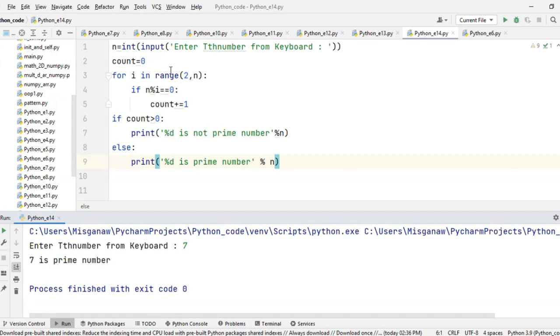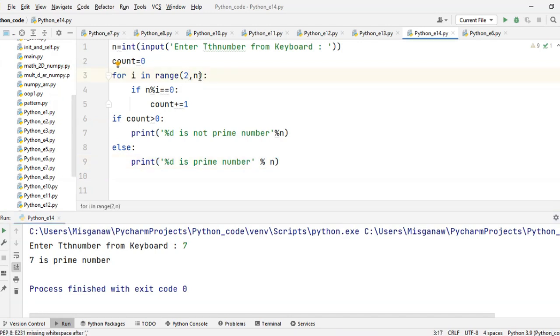For that, we start the value from 2 and go up to n. It does not incorporate 7. It goes from 2 up to 6. That's why 7 is prime number.